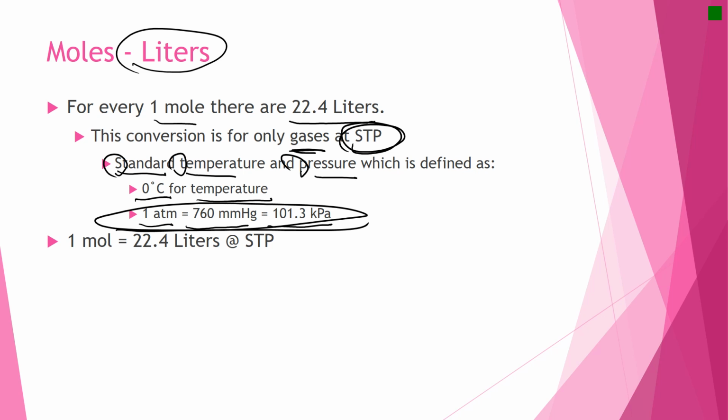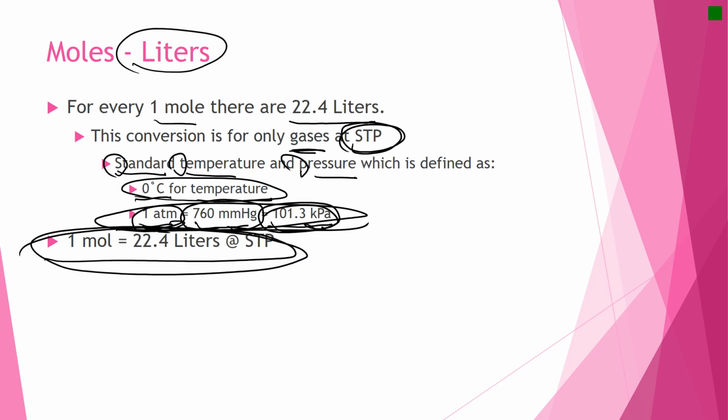Now, these are all equivalent to each other. It just depends on what science you're studying. Atmospheres tends to be if you're a chemist. Millimeters of mercury tends to be if you're a meteorologist or studying weather, and kilopascals tends to be if you're a physicist. So depending on what kind of science you're studying, you use different units, but these are all equivalent. And 1 atmosphere is at sea level about the pressure that you feel from the atmosphere. So that's why they give it 1 atmosphere. 0 degrees Celsius is where ice freezes. So whenever we say it's at STP, scientists know that the gas is at 0 degrees and at 1 atmosphere of pressure.